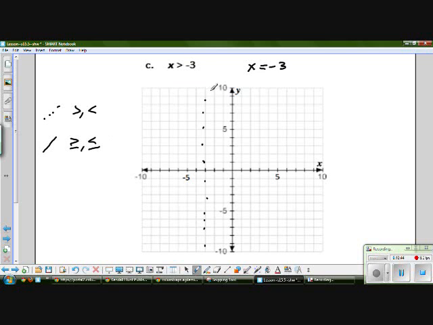Now the last part is, should I shade to the right or shade to the left? Well, look at our inequality. I want x bigger than negative 3. Bigger than negative 3 is on the right, so I should shade to the right.